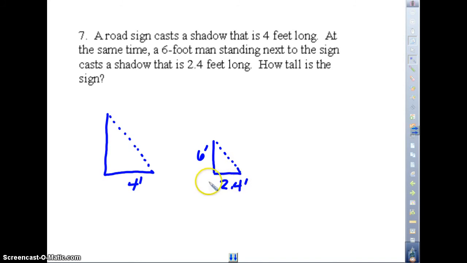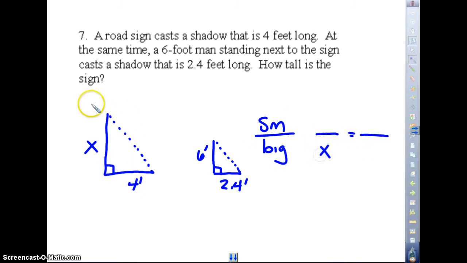Anytime you're using the sun's rays to set up triangles, they're going to be similar. Draw yourself a diagram, set yourself up a word ratio. Okay? X is in the big. That corresponds to what in the small? Yep. Go back to the big, 4 in the big. Corresponds to what in the small? Cross multiply to solve. And then you'll have how tall the street sign is.